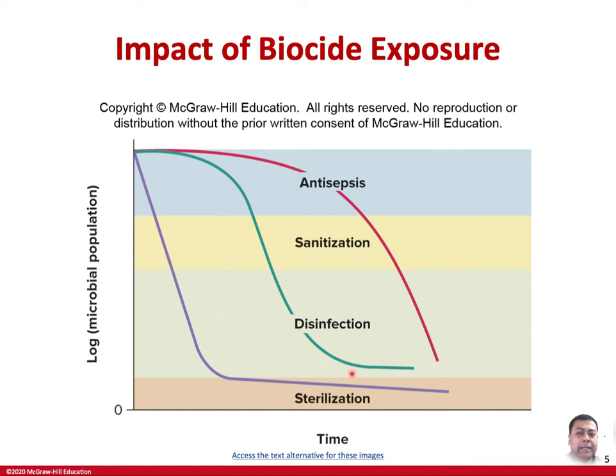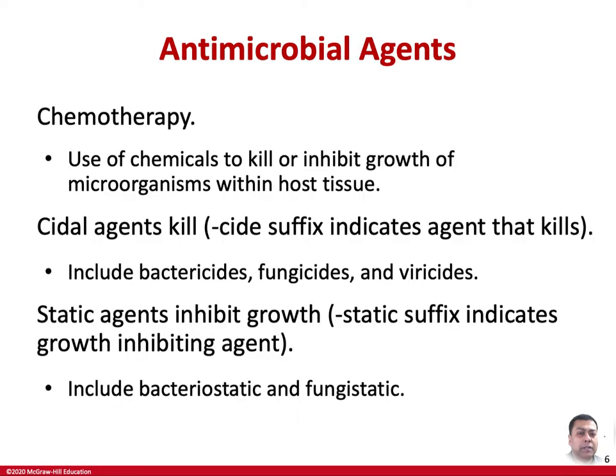The second line is a sigmoidal curve gently sloping through the antisepsis layer and then through the sanitization layer, and then gently sloping and leveling off at the disinfection layer. And the third line you can easily see is a gentle arch which goes through antisepsis, sanitization, disinfection into the level of sterilization. So this basically gives you the effect of biocide exposure on different types of microorganisms. Then we are looking at chemotherapy, the use of chemicals to kill or inhibit growth of microorganisms within the host tissue, which we already talked about.